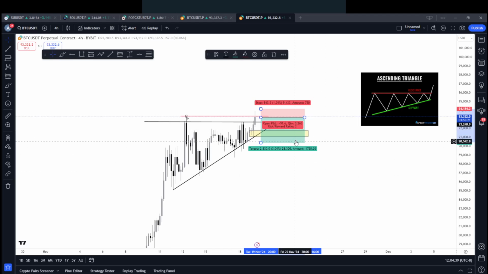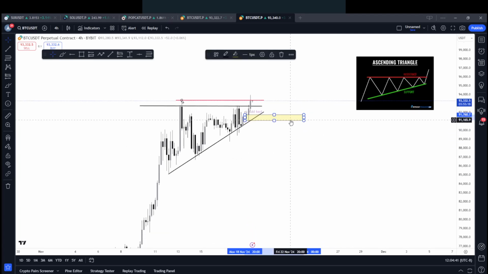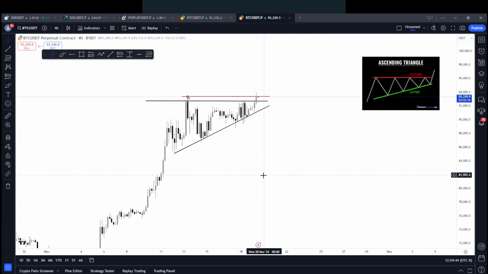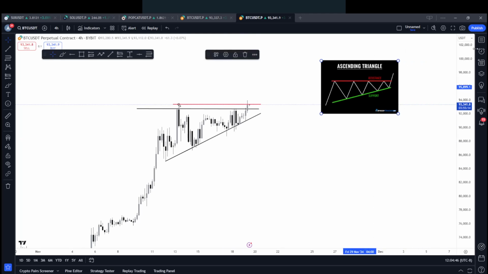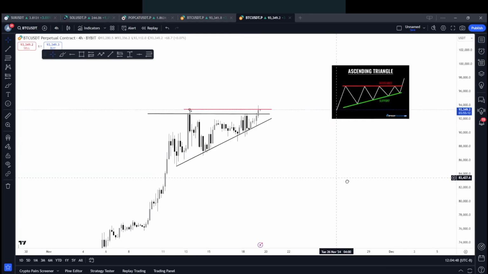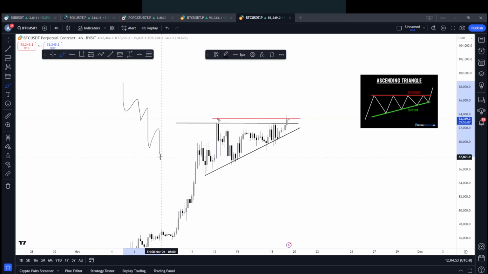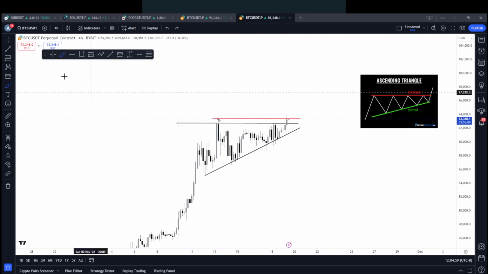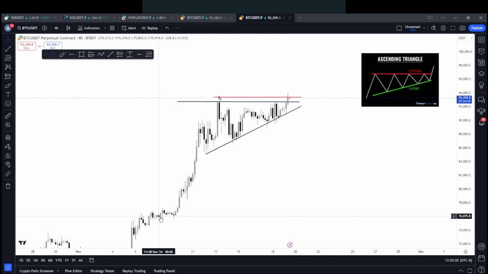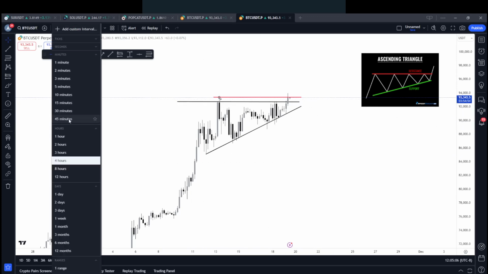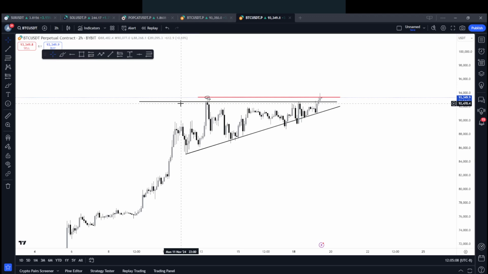So, ascending triangle pattern, all right? I see this used incorrectly a lot of the time. People will call this an ascending triangle. Let's assume that price is doing this, okay? If price comes down, this is a descending triangle. Ascending means to the upside, so price is going up. We have a flat resistance line, it's cleaner on lower time frames, flat resistance line and then an uptrend, okay?